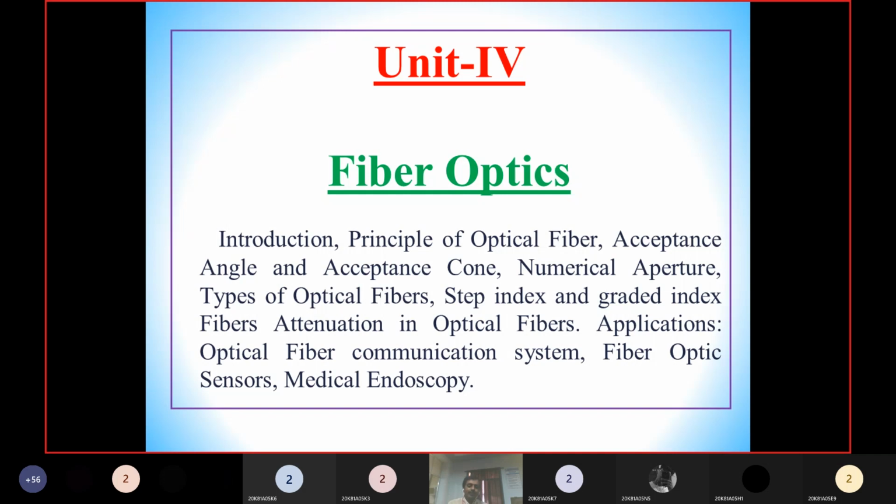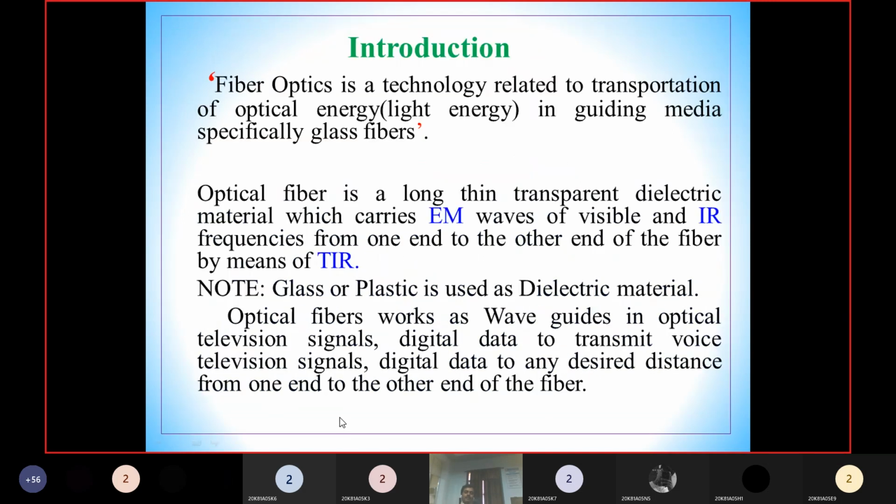We will discuss this briefly. In this fiber optic unit we will discuss the introduction, principle of optical fiber, acceptance angle, acceptance cone, numerical aperture, types of optical fiber, step index and graded index optical fiber, attenuation in optical fiber (attenuation means losses in optical fiber), and applications of optical fiber. First, the introduction.